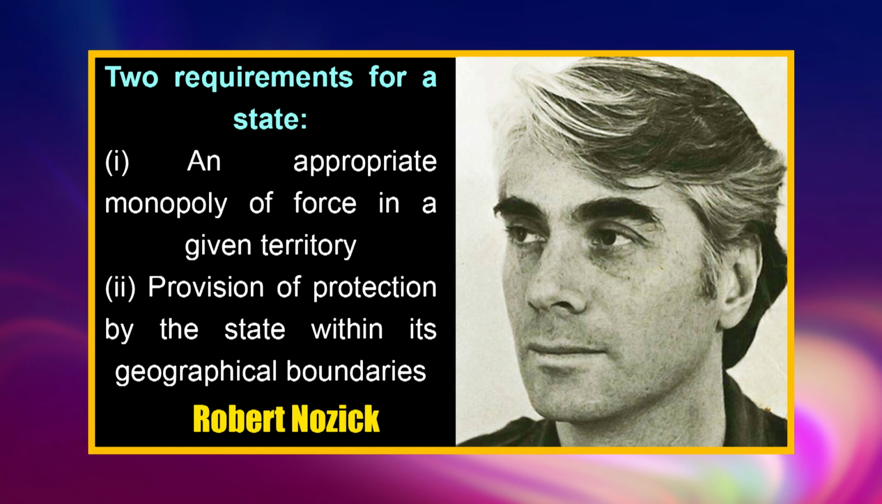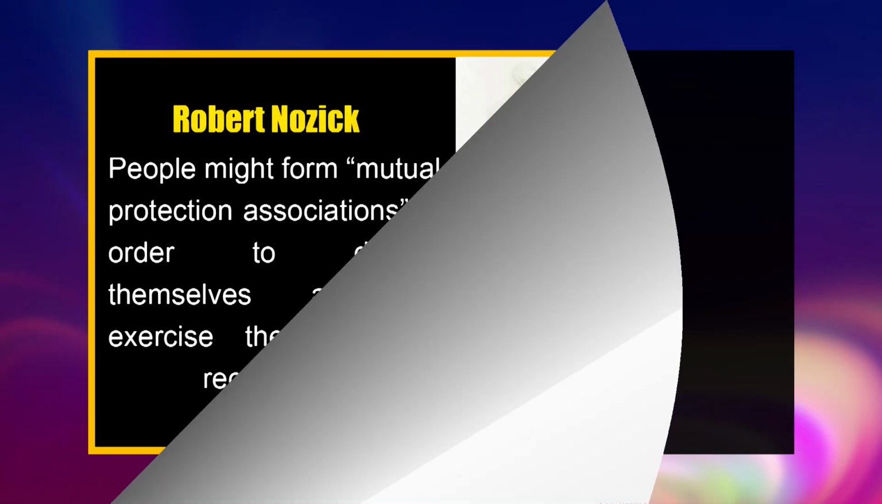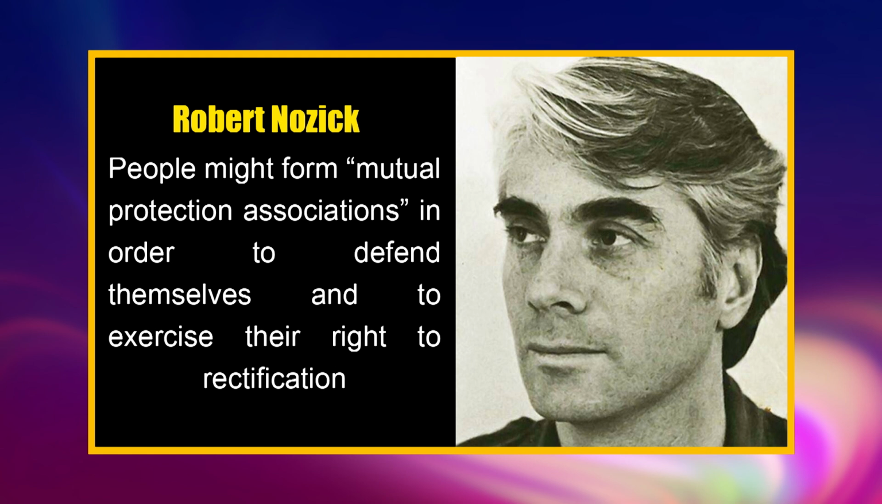The first one, appropriate monopoly of force in a given territory, and the second one, the provision of protection by the state within its geographical boundaries. In the minimal state, when disputes arise and enforcement of law is required, Nozick hypothetically argues that people might form, I quote, mutual protection associations, unquote, in order to defend themselves and to exercise their right to rectification.